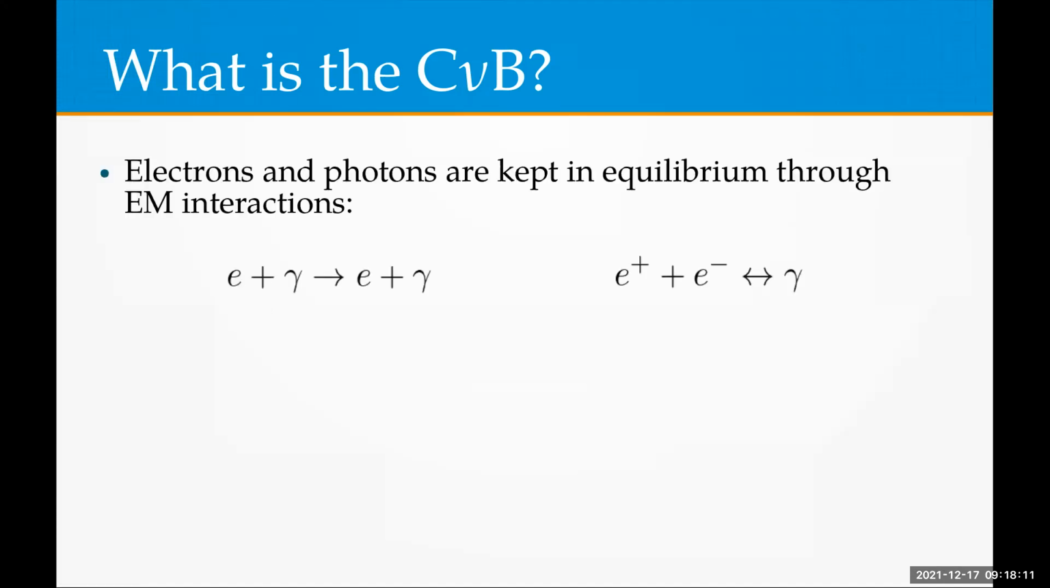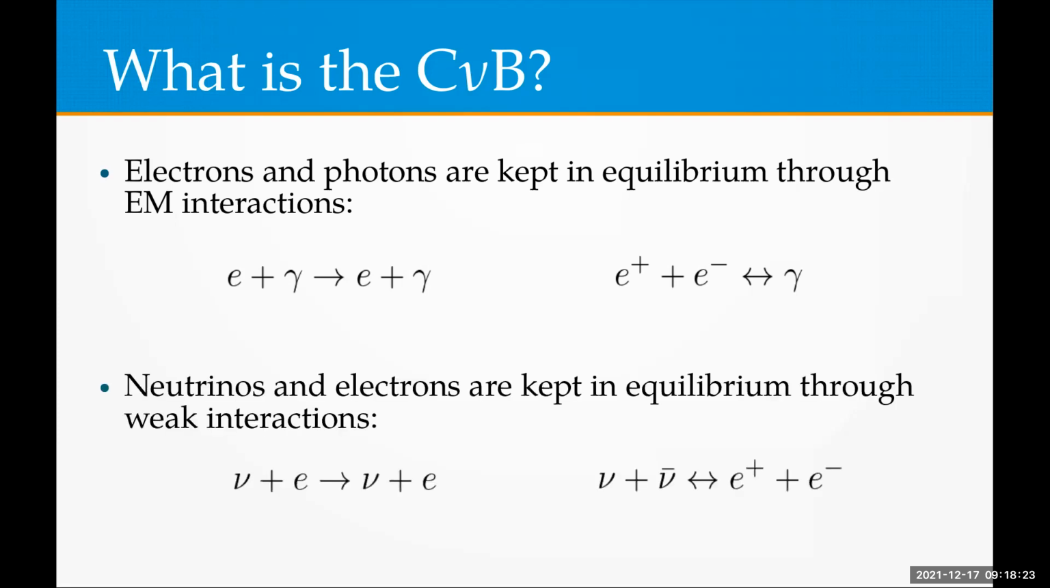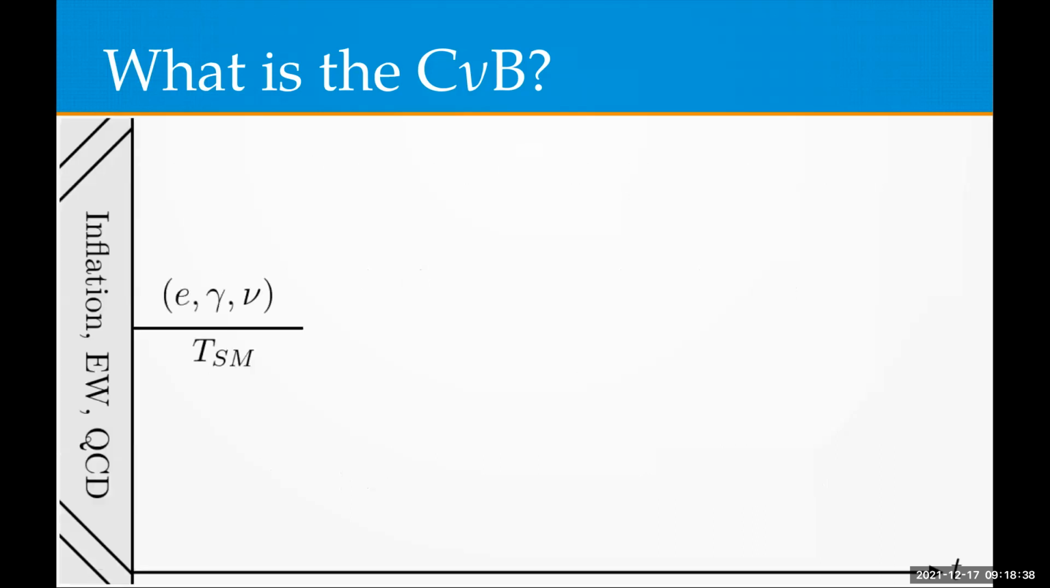So electrons and photons are kept in equilibrium through electromagnetic interactions. So we have, say, Compton scattering, and we also have pair production and annihilation. We have neutrinos and electrons, which are kept in equilibrium through weak interactions. So we can have charged current and neutral current interactions, and we can also have, again, pair annihilation and pair production. And of course, neutrinos and photons are kept in equilibrium indirectly through their interactions with electrons. As the universe expands and cools a little bit, we get neutrino decoupling.